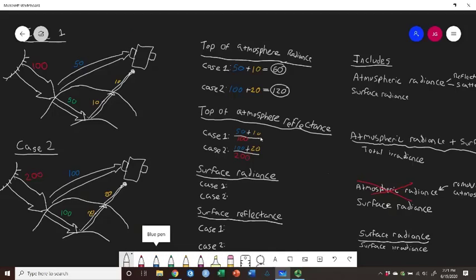So then if we do the quick math here, right, this is going to be 60 over 100, which is going to be equal to 60%. And this is going to be equal to 120 over 200, which is also going to be equal to 60%. So we can already start to tell the fact that percent reflectance, even though we have more irradiance, right, we have more energy entering the system in case 2, we have the same percent reflectance.